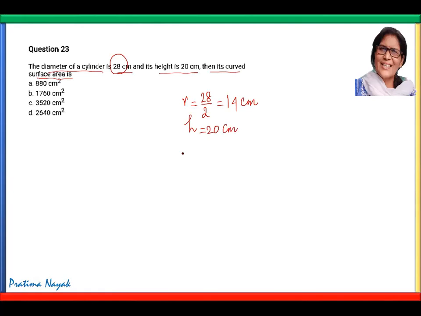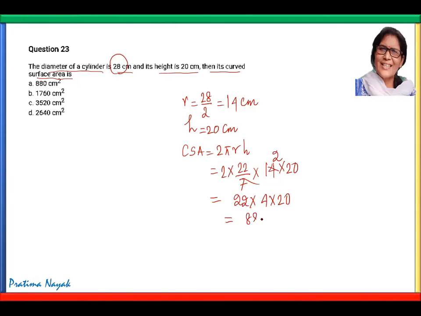Then curved surface area was the formula. This is 2 pi rh. So this is a very simple calculation. So this will be 2 multiplied by pi, 22 by 7 approximately. Radius is 14 and h is 20. So 7, 2 times 14. Now you multiply 22 multiplied by 4 multiplied by 20. So how much will it be if we multiply 88 into 20? This gives you 1760 centimeter square. Where is the answer? B is the answer. So B is the correct answer.